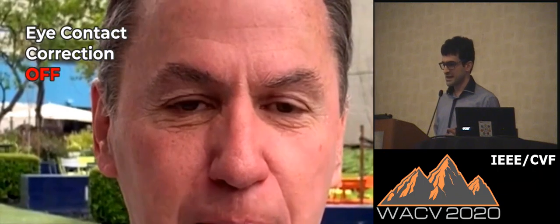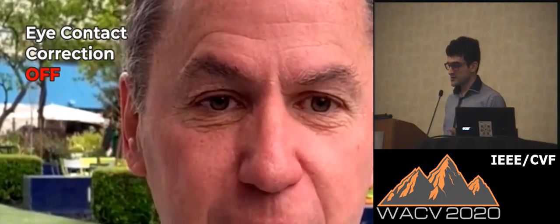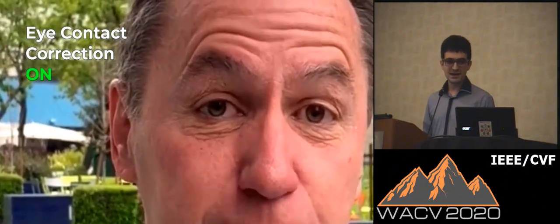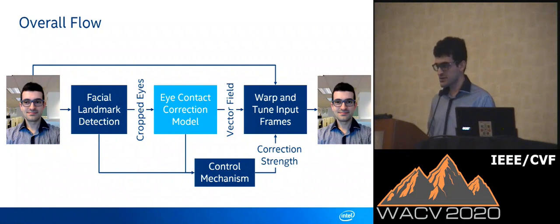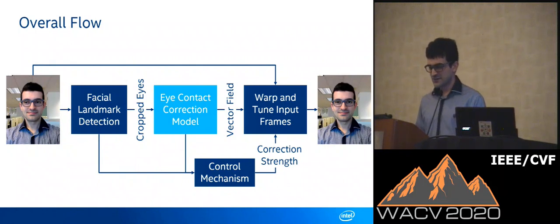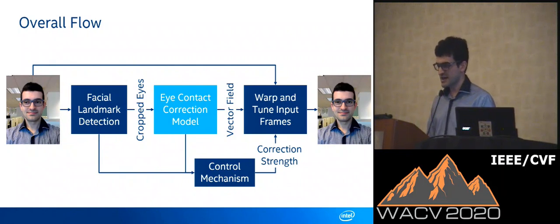We propose an eye contact correction model that restores the eye contact regardless of the relative position of the camera and display. Our model redirects the gaze from an arbitrary direction to the center, out of the box, without any calibration. Let's take a look at how the overall flow looks like. We use a facial landmark detection model to detect and crop the eyes, and we feed those cropped eyes into our eye contact correction model, which is a convolutional neural network that outputs a vector field. Then we use those vectors to warp and tune the eyes in the input frames.